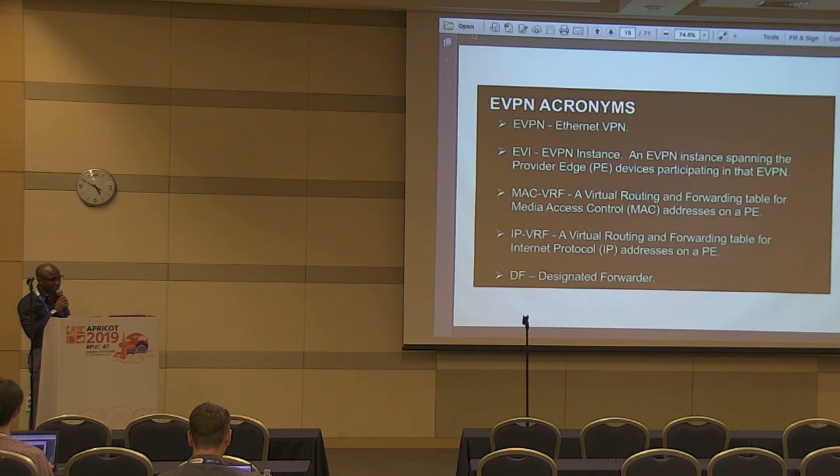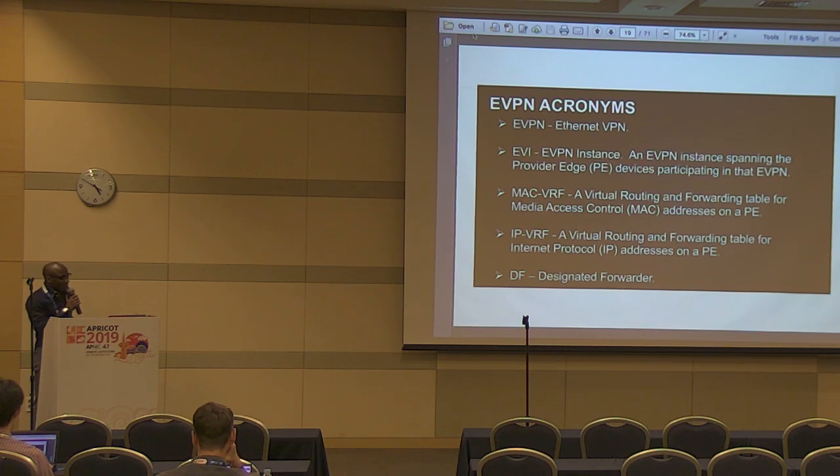An EVPN instance actually spans multiple PEs. You've got your MAC VRF, which is similar to your IP VRF, but your MAC VRF holds your MAC addresses in this case. You've got your IP VRF, which you're used to today, which holds the native IP routes.